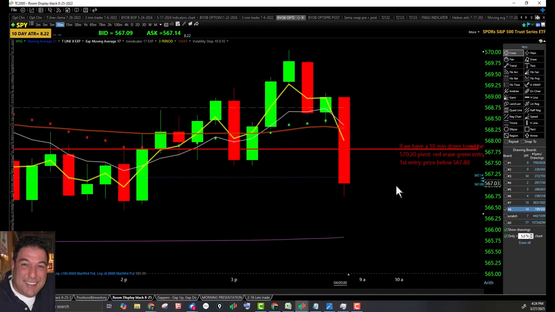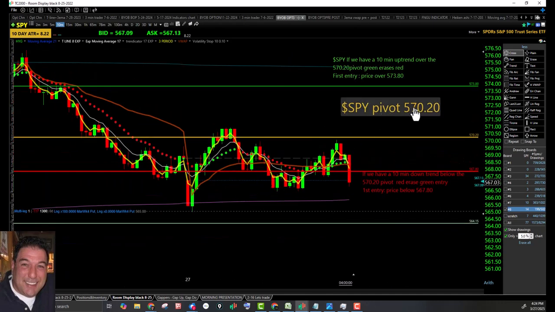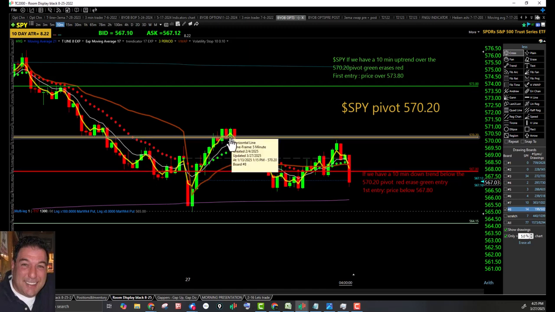Five-minute, 10-minute, okay? Okay, so here's my pivot, 570.20. See, there's no complete candles. Notice there's no candles up here that are not attached to the pivot. Did you see that? See that there's no candles that aren't attached to the pivot?